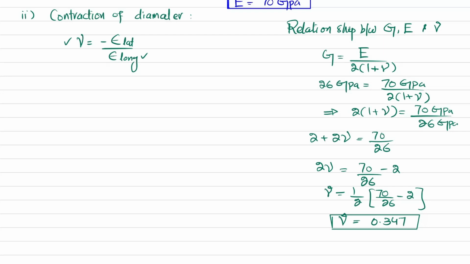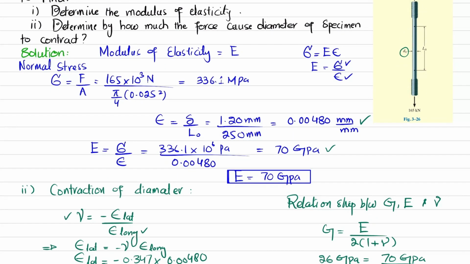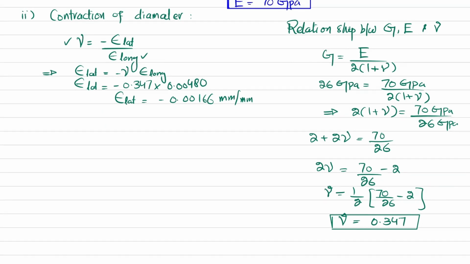From here we know that lateral strain will be equal to minus nu times longitudinal strain. Longitudinal strain is the strain along the length of the specimen. So minus 0.347 multiplied by the longitudinal strain, which is 0.00480. When you solve this, you will get the lateral strain equal to minus 0.00166 millimeter per millimeter. Now this lateral strain is perpendicular to the longitudinal strain. So longitudinal strain will be in this direction and lateral strain will be in this direction, which is causing the diameter to contract. Now we will find the contraction in diameter.